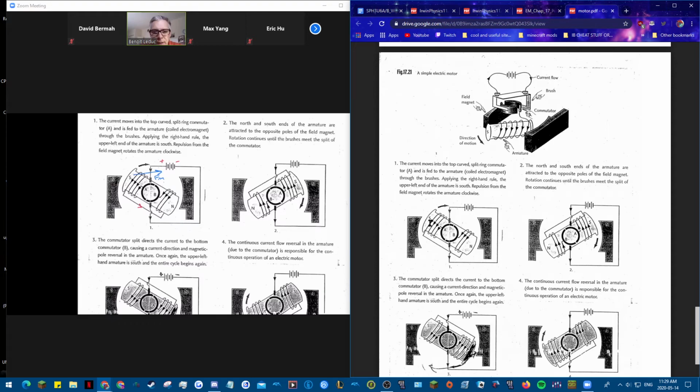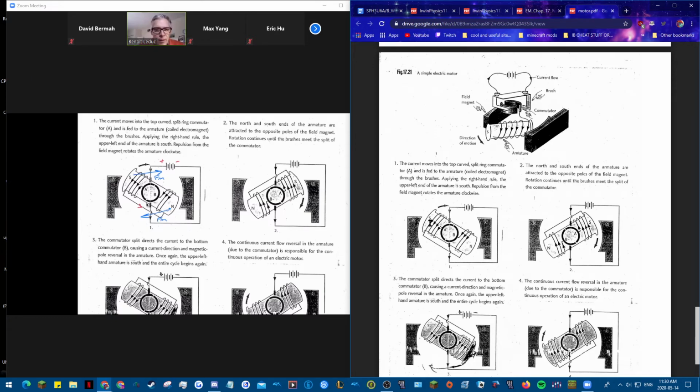Now, similarly here, you have north and north. So there'll also be a magnetic force on this end this way, a repulsive force. So the overall result here will be that the coil will turn in this direction, clockwise. You want to see that?